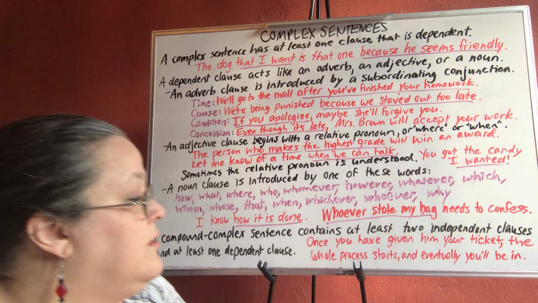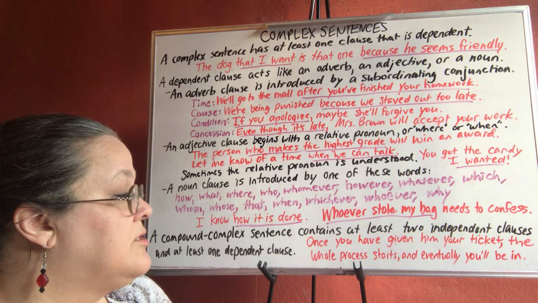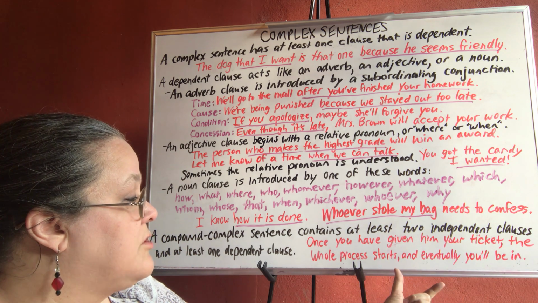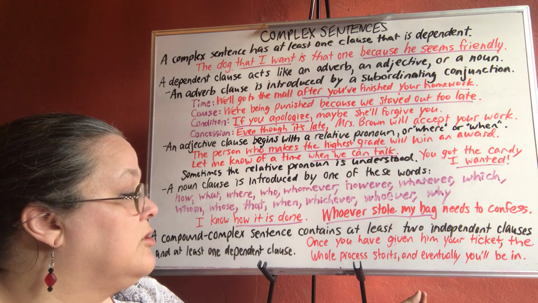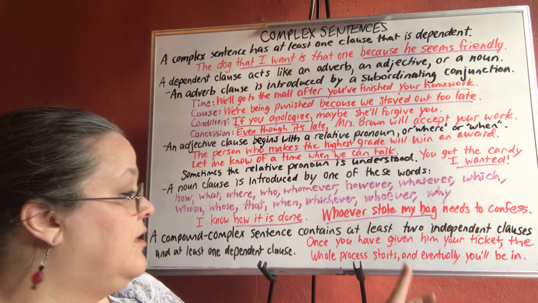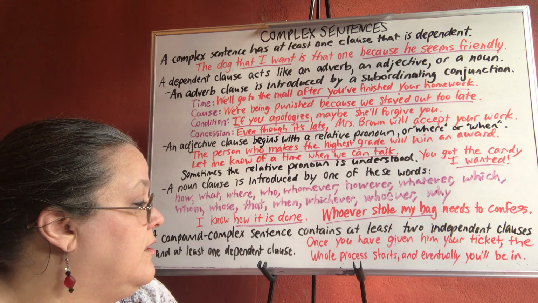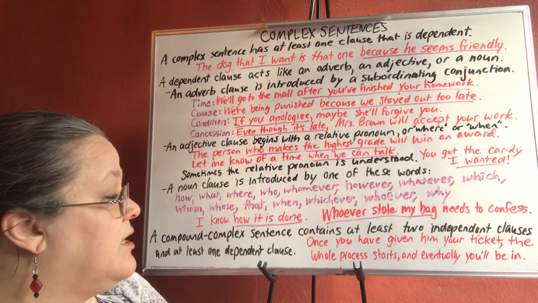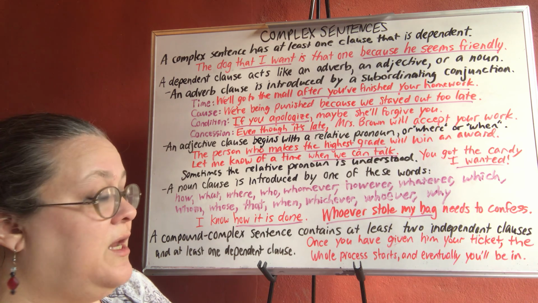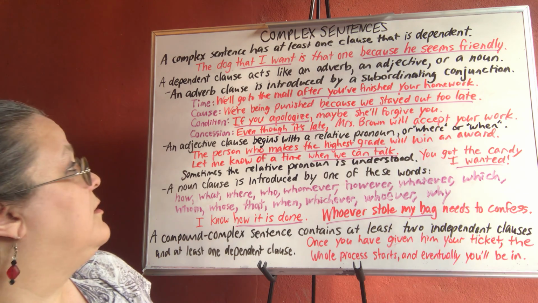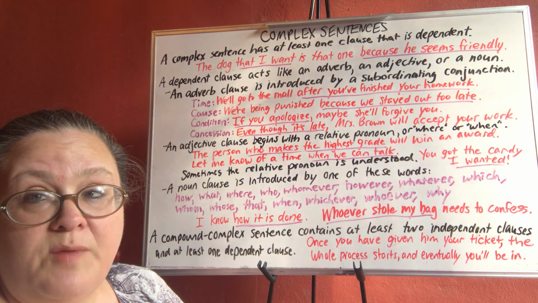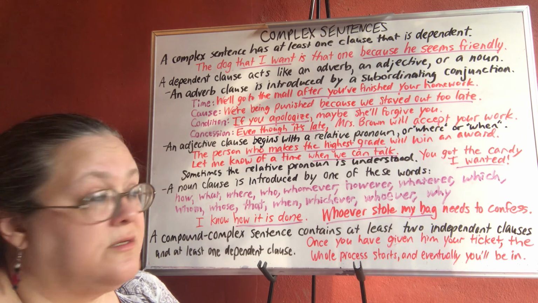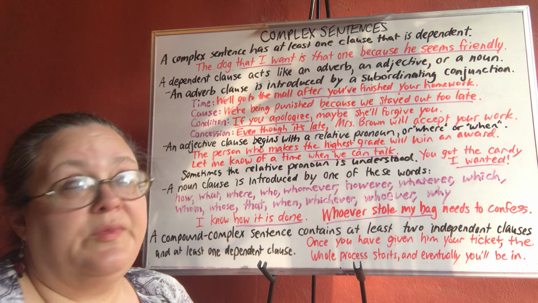Eventually you'll be in is an independent clause, and those 2 independent clauses are joined by a coordinating conjunction, and of course they have a comma separating them as well. Once you have given him your ticket, the whole process starts, and eventually you'll be in. And I think that's all I have to say about complex sentences and compound complex.